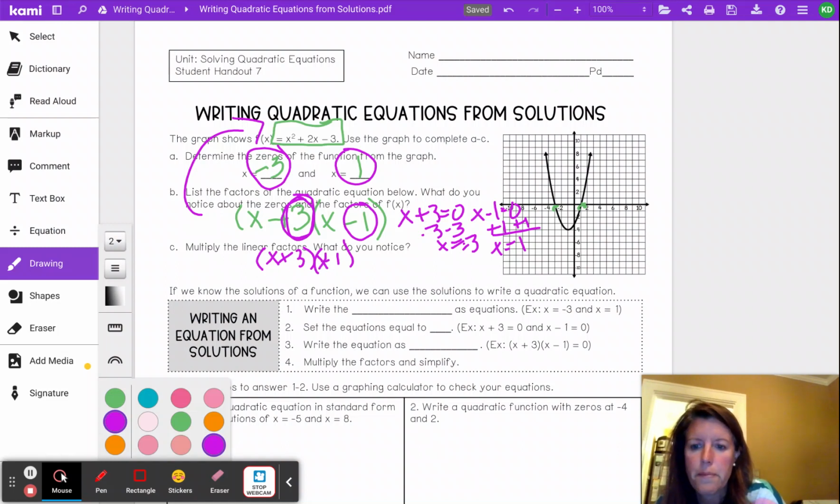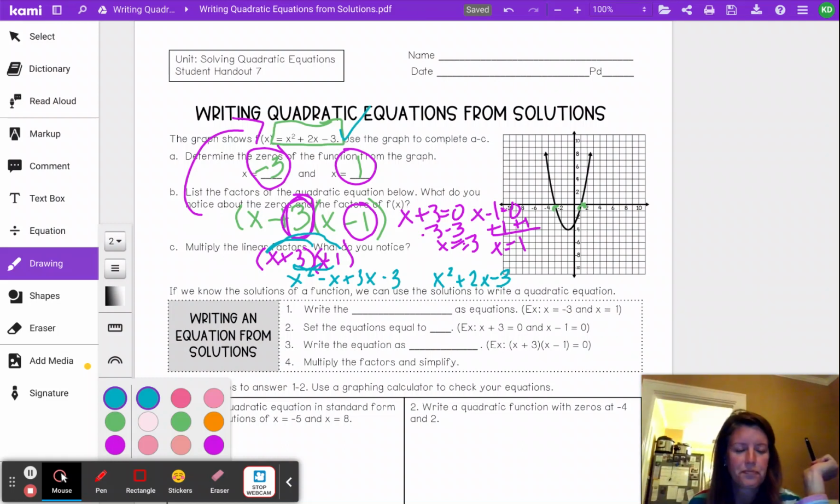If we were to multiply these out, that would be x times x is x squared. We're FOILing. First, outer: x times -1 is -x. Then inner: 3 times x is plus 3x. And then 3 times -1 is -3. Combine our like terms. That is x squared plus 2x minus 3, which is this equation right here up top. So you can always FOIL it out to make sure that you did it right.